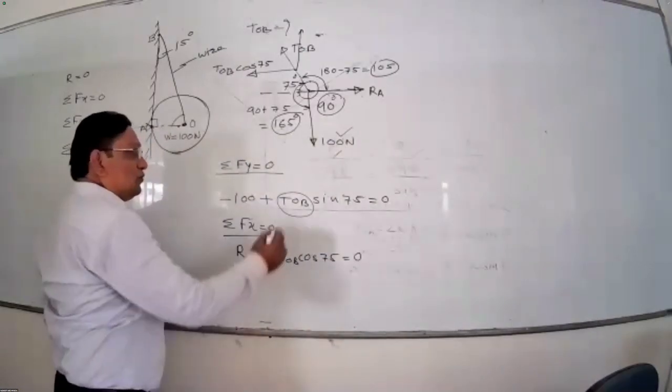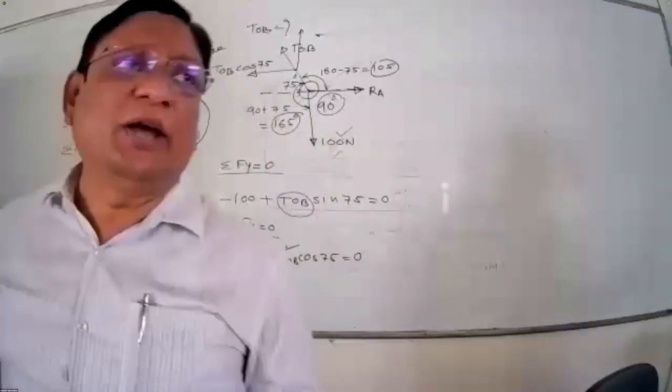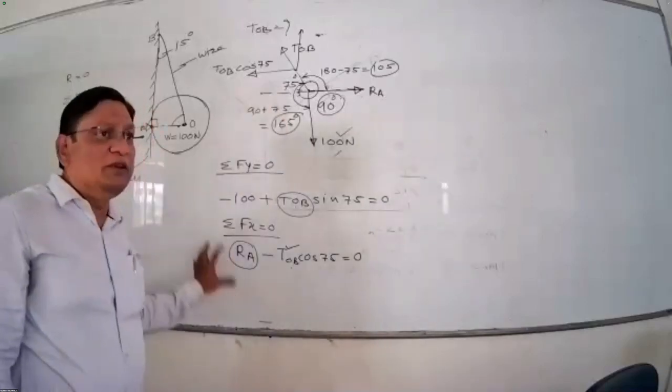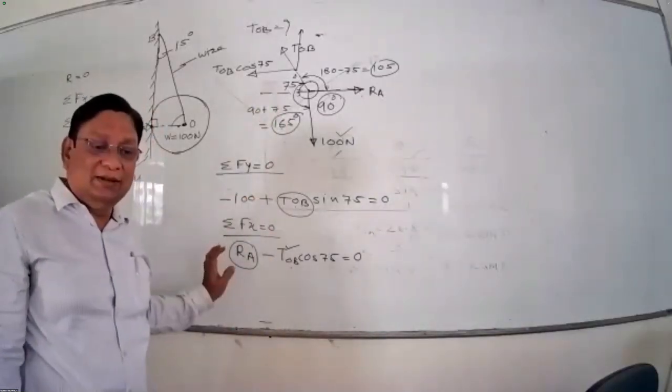So minus TOB cos of 75 must be equal to 0. From this equation, TOB is already known to you, so you can calculate directly the value of RA. So there is another method. Either you can use Lami's theorem or you can use these conditions of equilibrium. Choice is yours, and both will give you the same answers. Whichever you find easy, you can use.